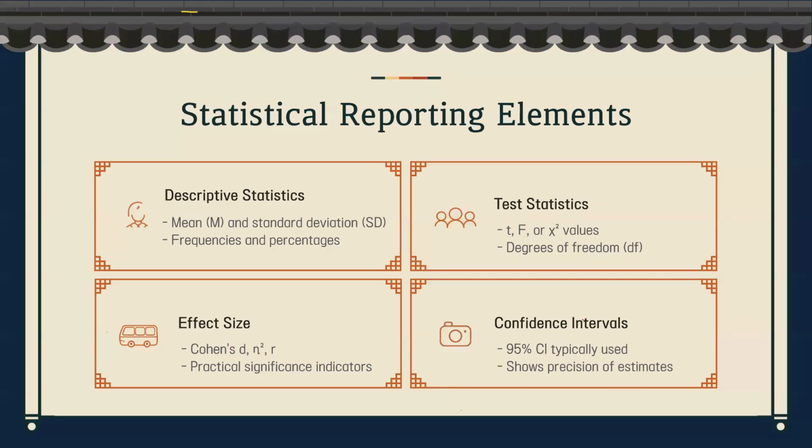To summarize, your statistical reporting must always include these four elements. 1. Descriptive statistics. 2. Test statistics, t-score, F, or chi-square values. 3. Effect size. Cohen's d, r, shows practical significance. 4. Confidence intervals.